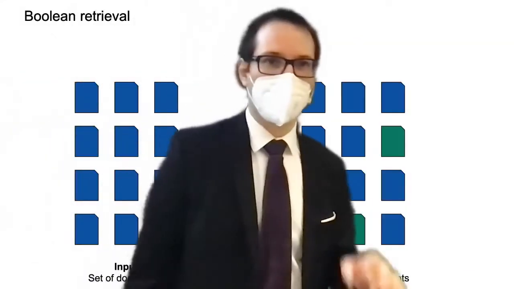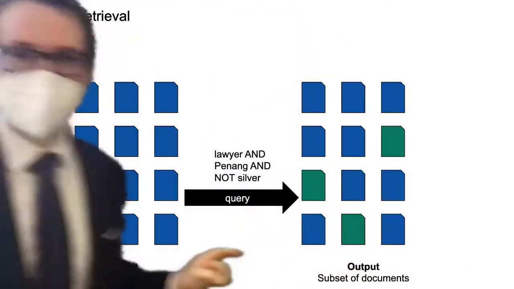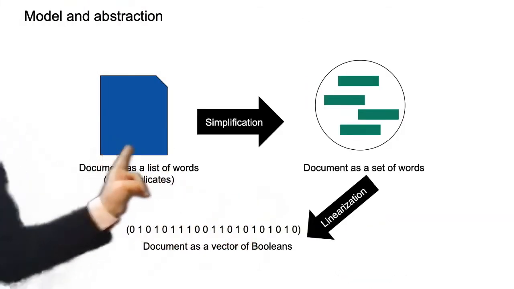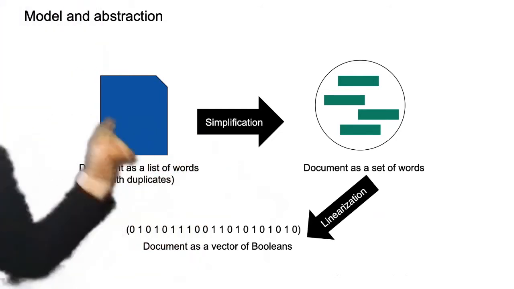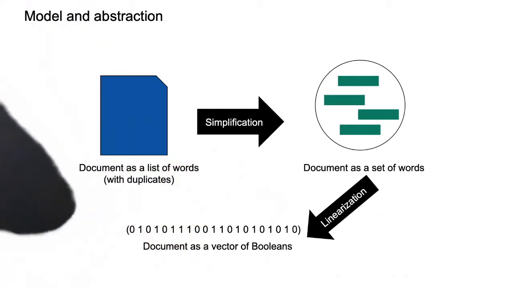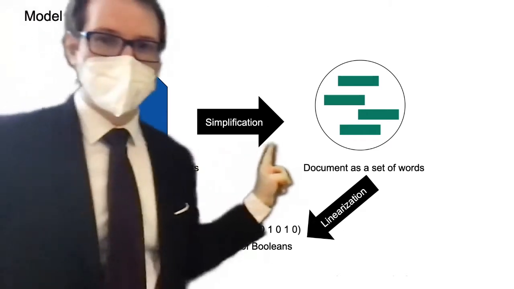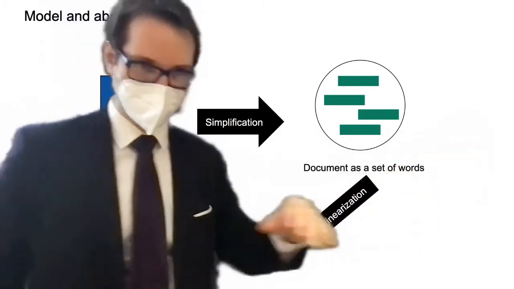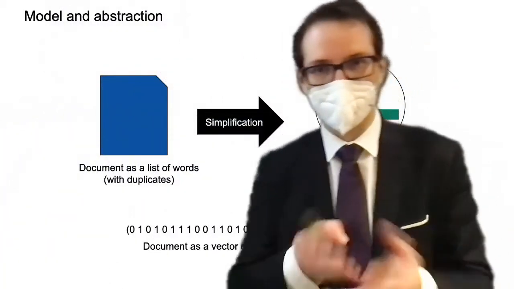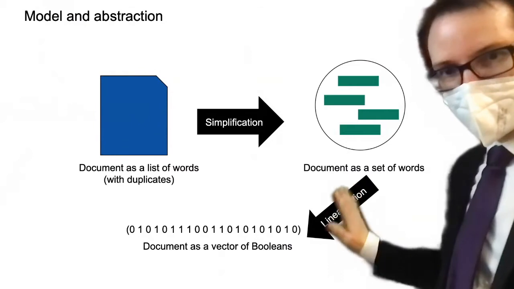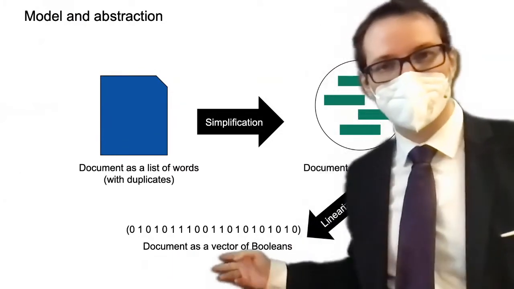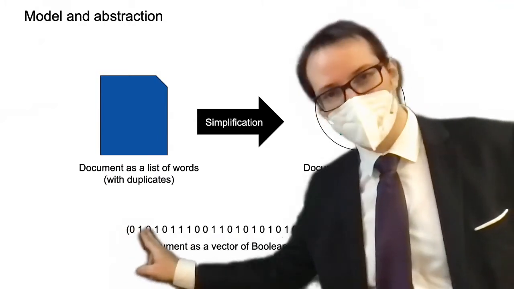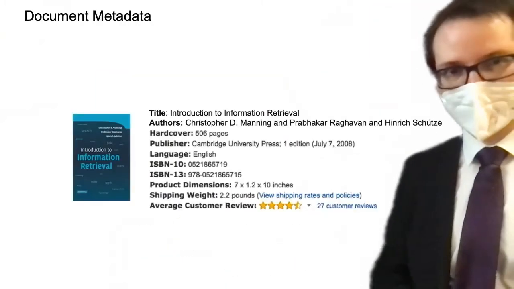Let's start with something called parametric search, right? So we have this input set of documents and the output set of documents, and we have this simplification. Remember, list of words, bag of words, set of words, the three ways of doing that. So we simplified by looking at documents as a set of words, meaning we throw away the order and we throw away the number of occurrences. And what we get is, in fact, that the document is a vector of Booleans, right? For every term, zero tells us the term is not there, and one tells us the term is actually there.